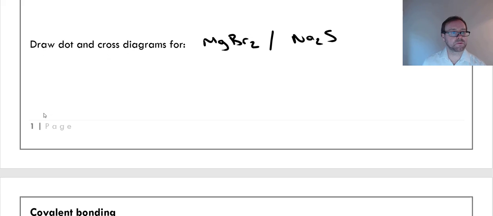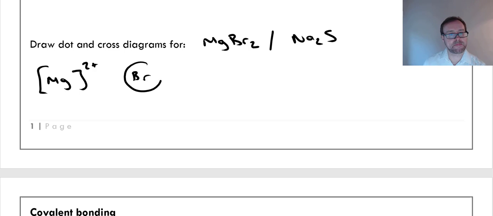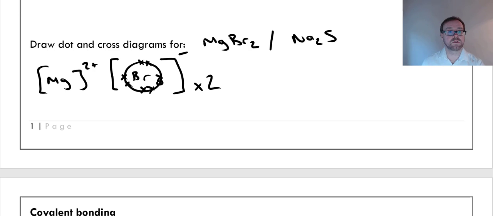Okay, I'm sure you've been able to do it, but we'll go through it. So first one, MgBr2. Magnesium is in group 2, so it loses 2 outer electrons. Bromine is in group 7, so 1, 2, 3, 4, 5, 6, 7. It's gained one electron from magnesium, and because it's gained one electron, we have a negative charge. Notice that this isn't balanced, 2+ and 1-, so we need 2 bromine atoms. So I can write × 2 for my bromide ions.